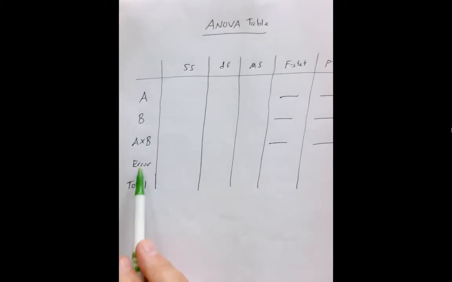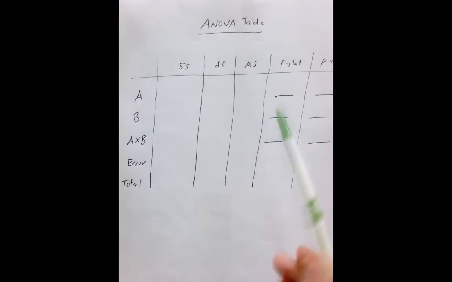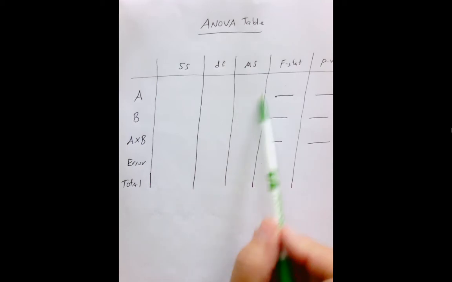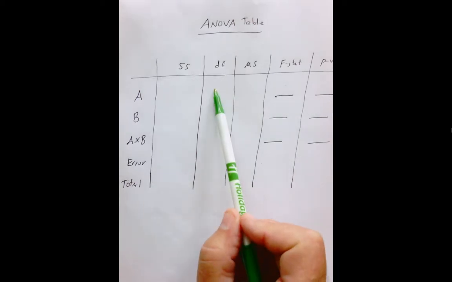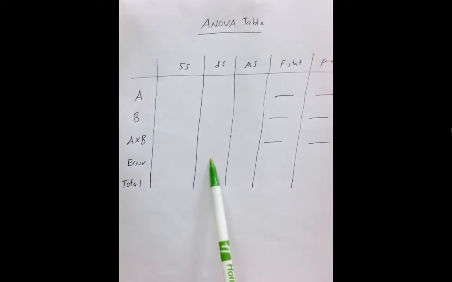Now, we don't calculate an F statistic and a p-value for our error term, and the reason is because when we calculate the F statistic for each of these layers, we take the mean square for that layer divided by the mean square for the error term to get our F statistic, and we calculate the p-value based on the degrees of freedom for the layer term, comma, the degrees of freedom for the error. It wouldn't make sense to calculate the F statistic for the error for obvious reasons, okay?